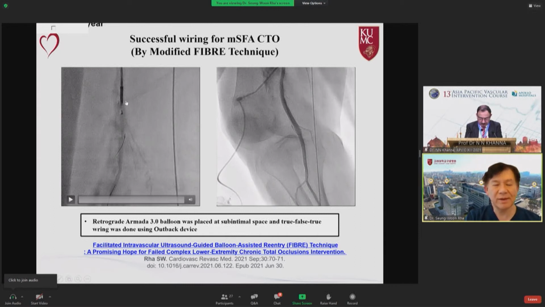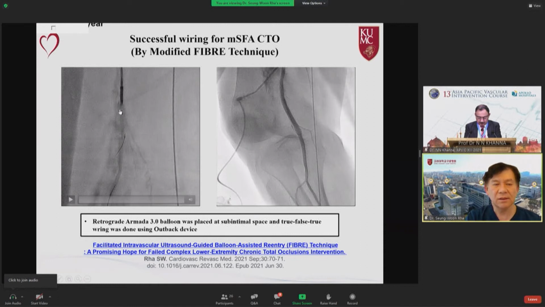using the Outback device from Cordis, because I originally wrote the CRM paper this year regarding this technique. This is the facilitated IVUS-like balloon-assisted reentry. With the Pioneer reentry device, we can do reentry-device-assisted re-puncture to the balloon. Because the Pioneer is not available in Korea, we used this Outback catheter and re-puncture instead, because a CTO wire cannot puncture the retrograde balloon.